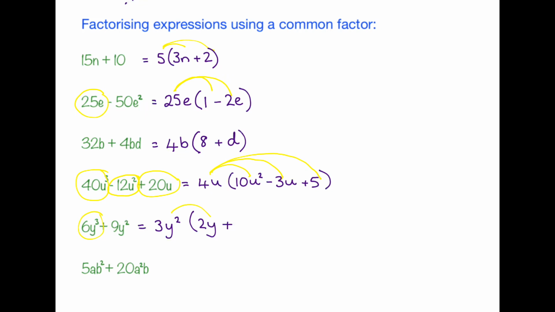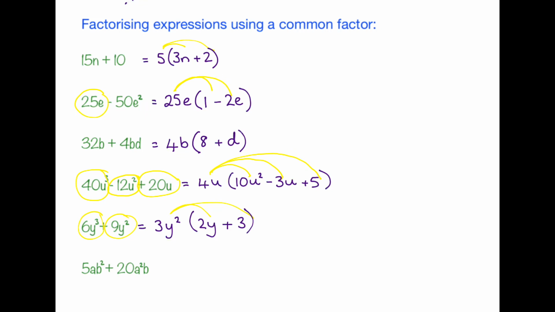Then a plus in the middle, and then we've got 3y squared times something gives us 9y squared. So the number needs to be 3. And if we think about that, 3y squared times 3 is 9y squared. So that's all we've got there.